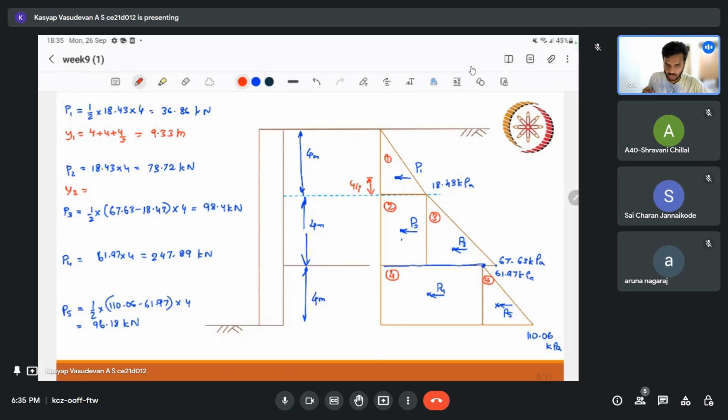And y2 will be for the rectangle, number 2. Here we have 4 plus 4 by 2, that is 6 meter. And for the triangle, figure 3, y3 is equal to 4 plus 4 by 3, this is 5.33 meter. And for y4, to avoid confusion, I'll rather write it as z1, z2, z3, because in many textbooks sir also used z values. So z4 is a rectangle, so it's 4 by 2, that is 2 meter. And for the last figure, z5, we have the elevation as 4 by 3, so that will be 1.33.